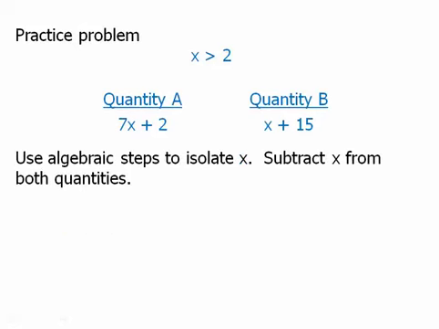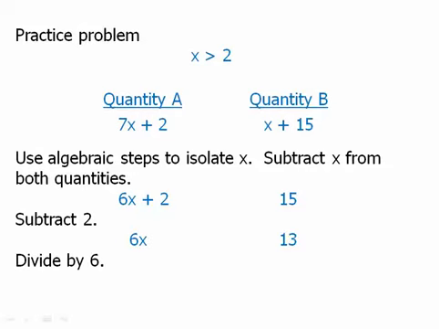It's easiest if you can get x in one of the two quantities, just have that equal x by itself. And so you're comparing x to a number. So the first thing I'm going to do is subtract x from both quantities. And of course, whether x is positive or negative, I'm allowed to add or subtract it. That's perfectly fine. Then what I'm going to do is subtract 2 from both sides. Then I'm going to divide by 6. So that gives me x in quantity A and 13 over 6 in quantity B. Those are the two things we're comparing.